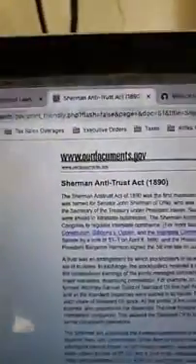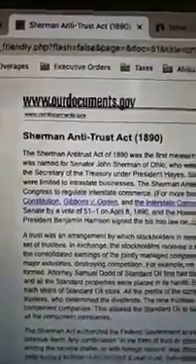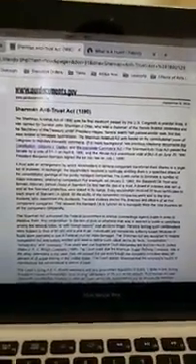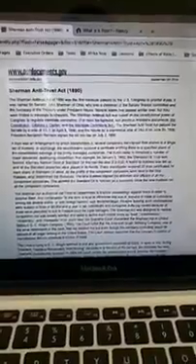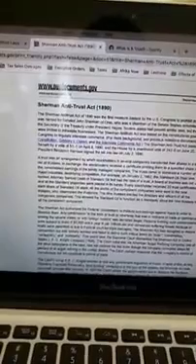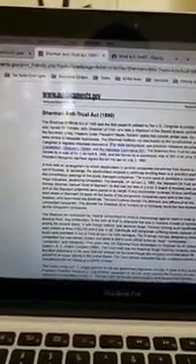Let's look at that, I have it already pulled up. This is from ourdocuments.gov, right? If you just type in the Sherman Antitrust Act 1890, you can find this. Let me read it without looking into my phone. The Sherman Antitrust Act of 1890 was first passed by the U.S. Congress to prohibit trusts. It was named after Senator John Sherman of Ohio. Interesting. He was chairman of the Senate Finance Committee and Secretary of the Treasury under President Hayes.